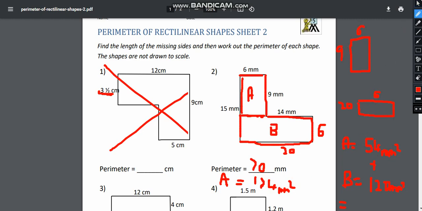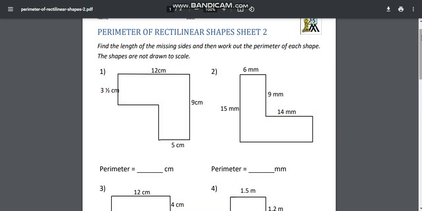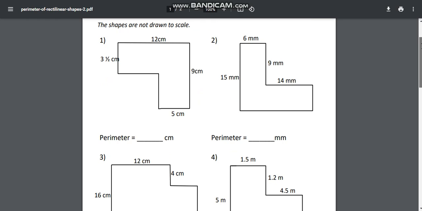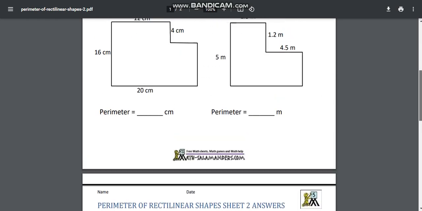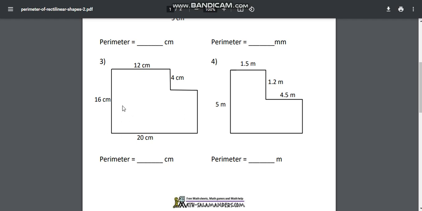Okay, so we'll clear all of that. Okay, so that was the answer for that one. And if you want to have a go at this one here, find the area and find the perimeter if you can. This is actually a bit trickier as well. Or, no, I think it's the same.